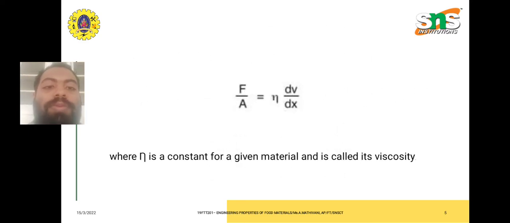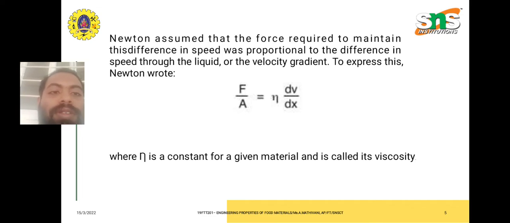From the two parallel planes, an equation is derived in which Newton assumed that the force required to maintain this difference in speed was proportional to the difference in speed through the liquid, or the velocity gradient. To express this, Newton wrote F by A, which is force per unit area, equal to tau times dV by dx, where tau is a constant for a given material called viscosity, and dV by dx is the velocity gradient.